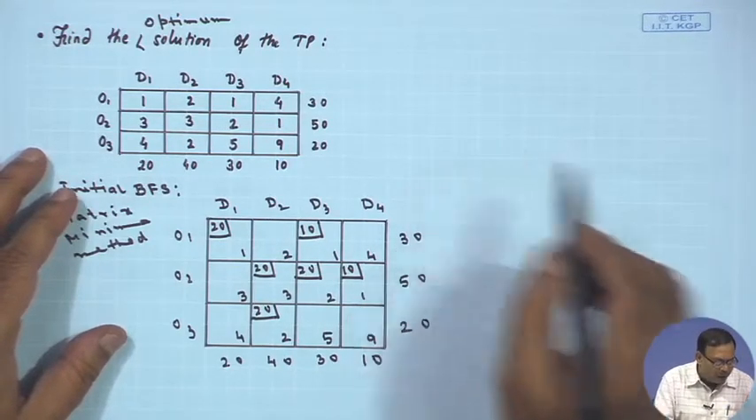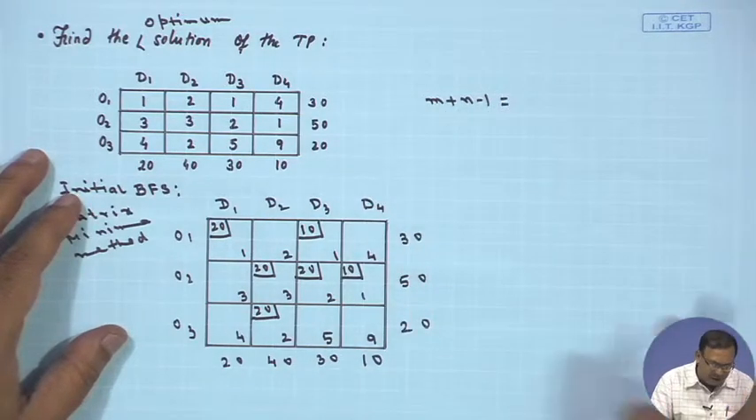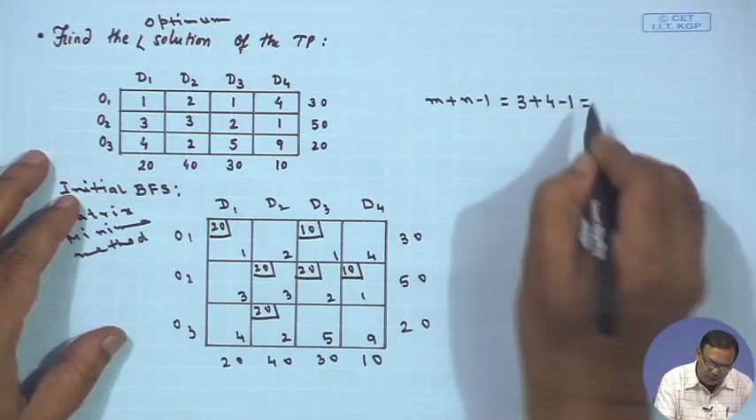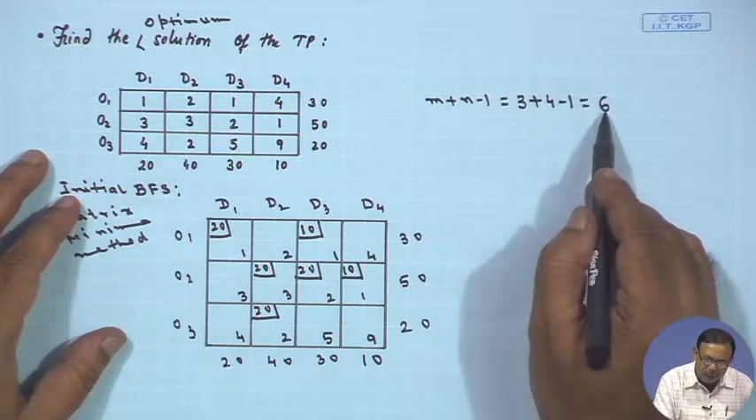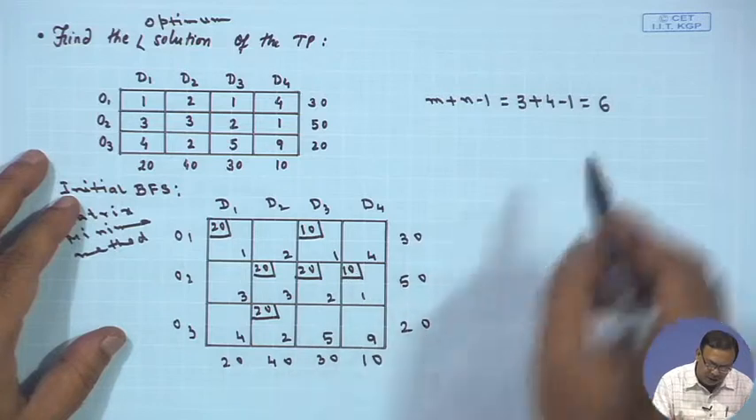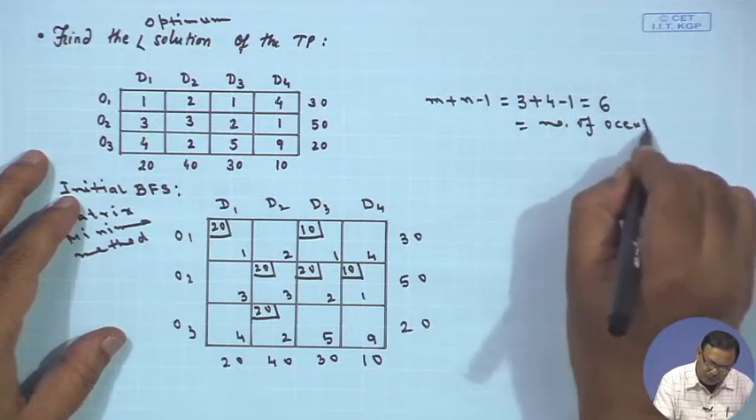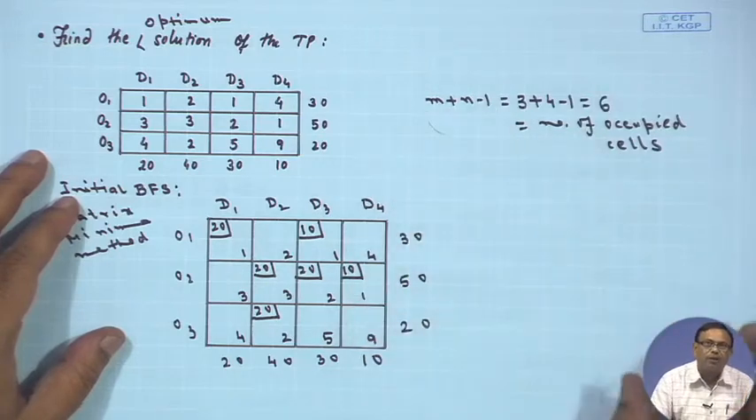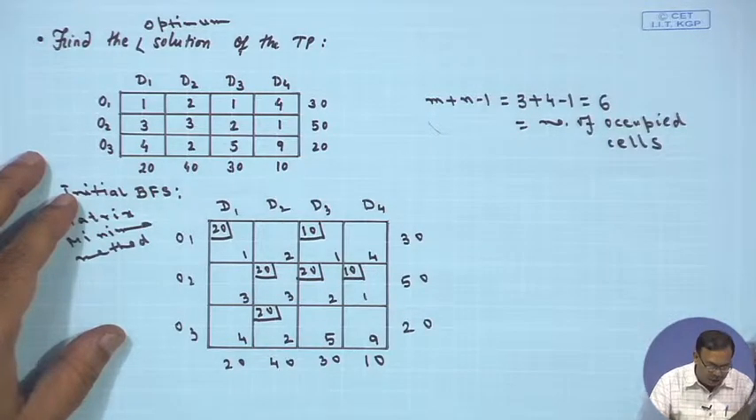Now, the number of cells m plus n minus 1, here it is how much? So, 3 plus 4 minus 1, this is equal to 6. So, 6 means how many allocations have you made? 1, 2, 3, 4, 5, 6. So, this is equal to the number of occupied cells. So, since the number of occupied cells is equal to m plus n minus 1, it is non-degenerate. So, now we will check whether it is optimum or not.